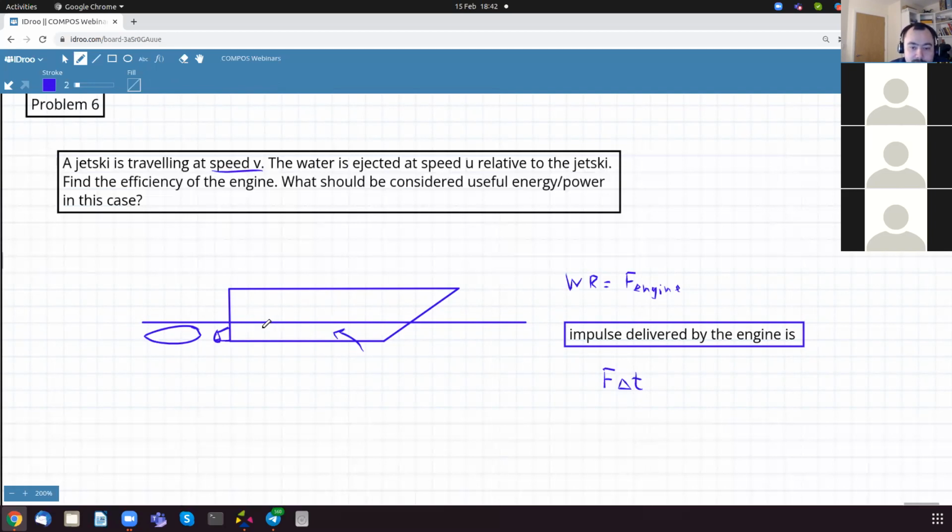And if the engine has useful power, because the useful power is actually the force multiplied by V, the impulse is F delta T, which is useful power divided by V, the speed of the boat, times delta T.